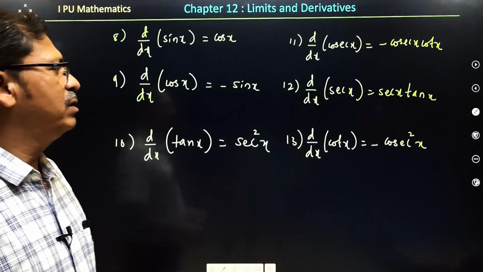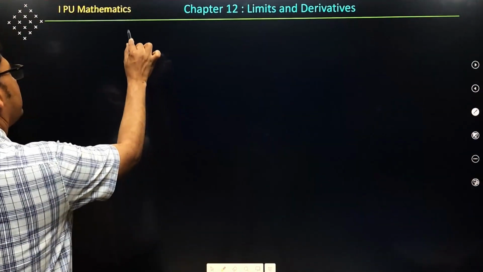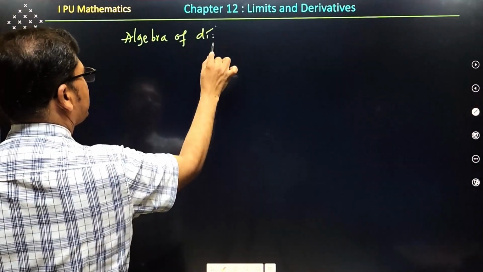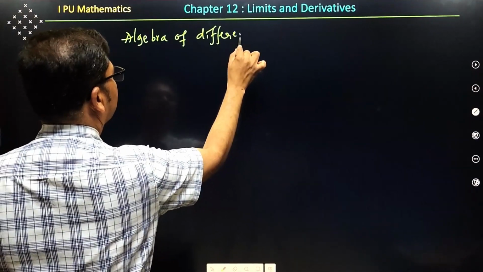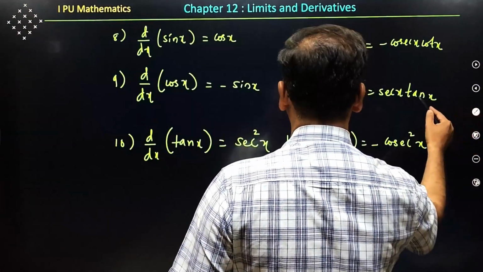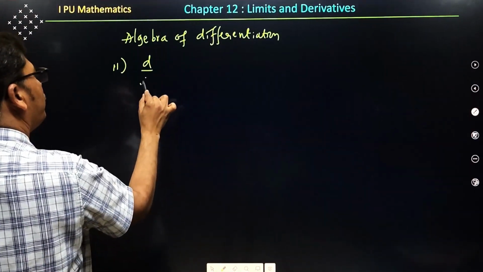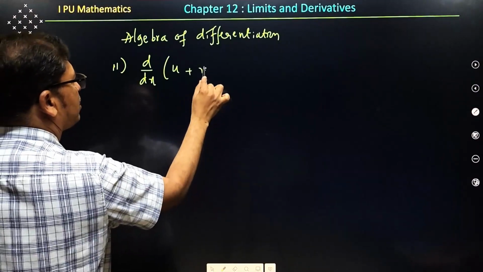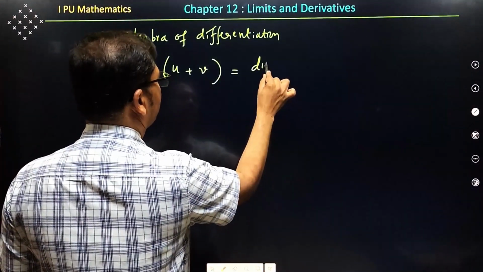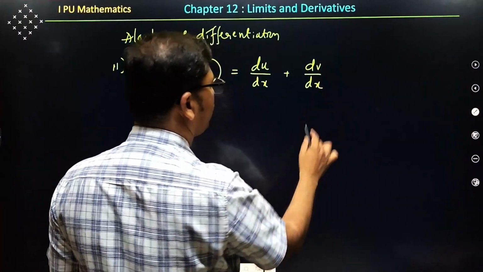Apart from this, some other rules you need to remember. This is the algebra of differentiation, with no need of any specific proof. In continuation as a formula, take the 11th one: d by dx of u plus v, where u and v both are functions of x, equals du by dx plus dv by dx. This is also called the sum rule.